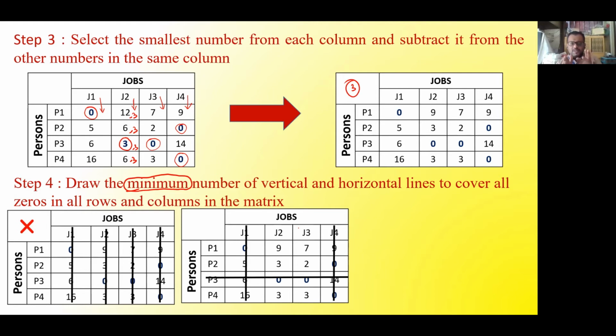And the minimum number of lines is 3. So instead of making 4, I can cover all zeros in 3. So this is my optimum solution, or this is my correct solution. Now, can anyone tell me what does this indicate? What does the 3 lines indicate?